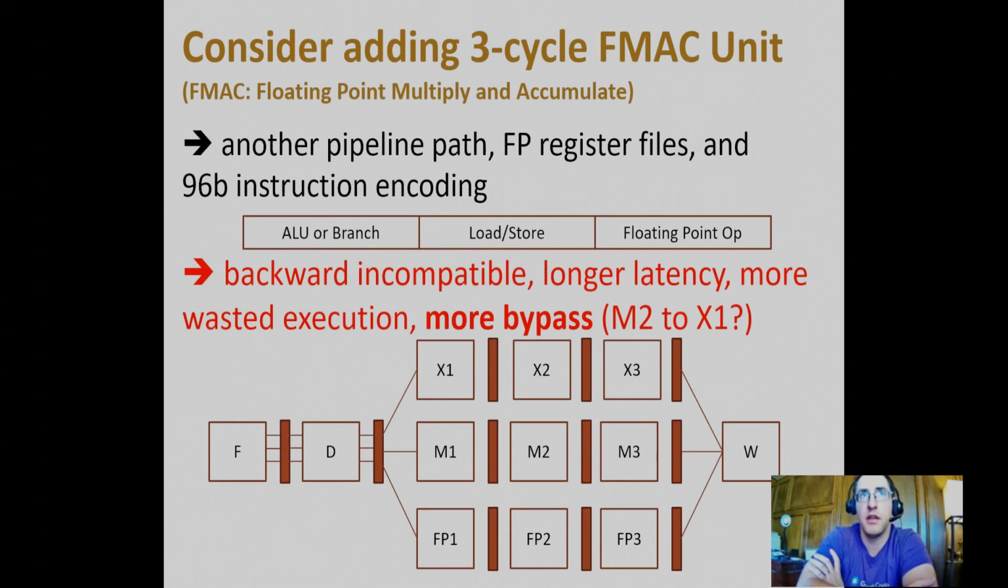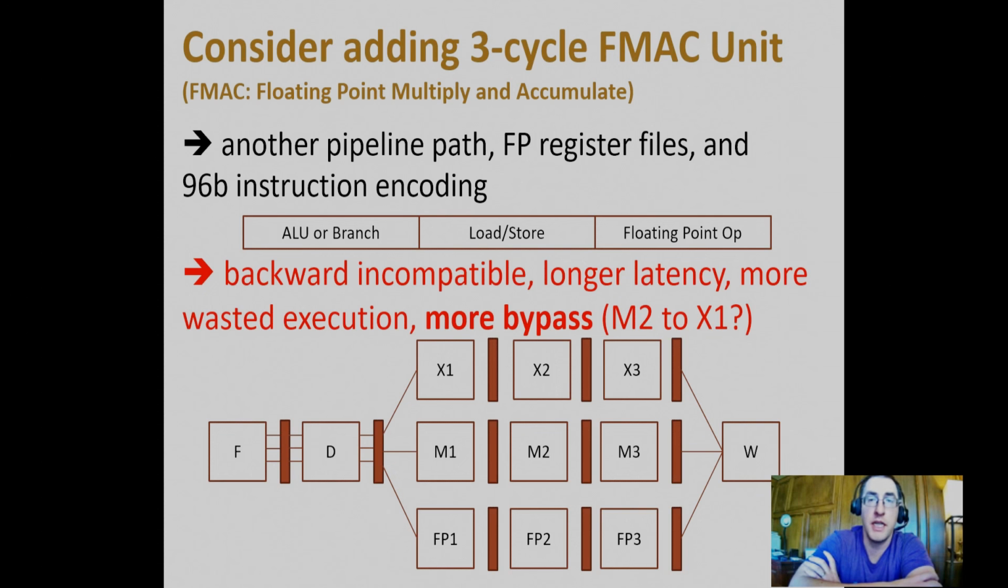Let's do a hypothetical here. What if we want to add a floating point multiply accumulate unit? So FMAC, floating point multiply and accumulate. And suppose this floating point unit requires 3 cycles to finish. That means we would need 3 stages for our floating point unit. We have to extend our bundle size by 1 more instruction to encode our floating point operation. And we also have to increase the pipeline depth so that all of our instruction types have the same depth of pipeline stage so that the bundle can move through the pipeline synchronously.